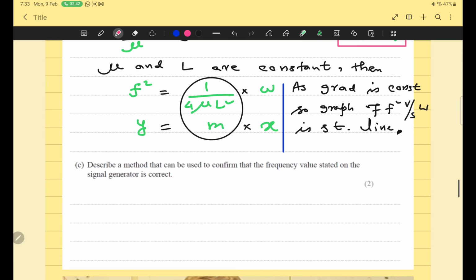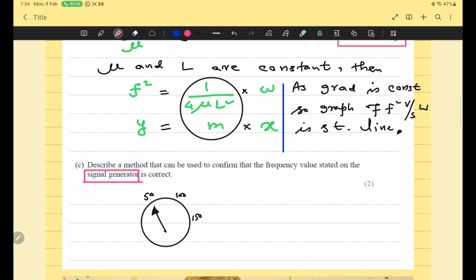The part is: describe a method that can be used to confirm that the frequency value stated on the signal generator is correct. So what does it mean? You are given a signal generator, and on the signal generator there is a selector, and with this selector we can choose any frequency of my choice. Consider if I select 50 hertz, I can select 100 hertz, I can select 150 hertz. So I can change the frequency of the signal generator.